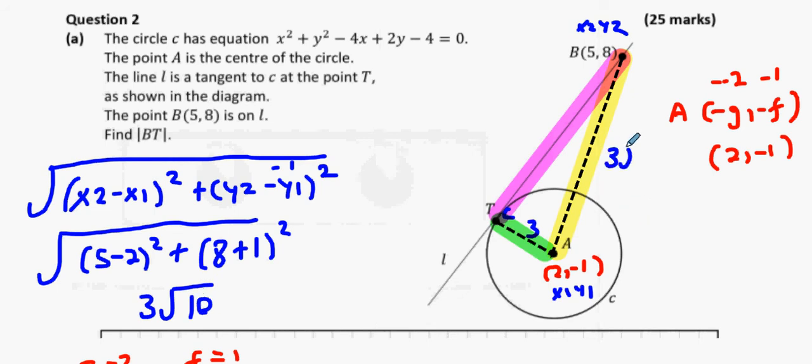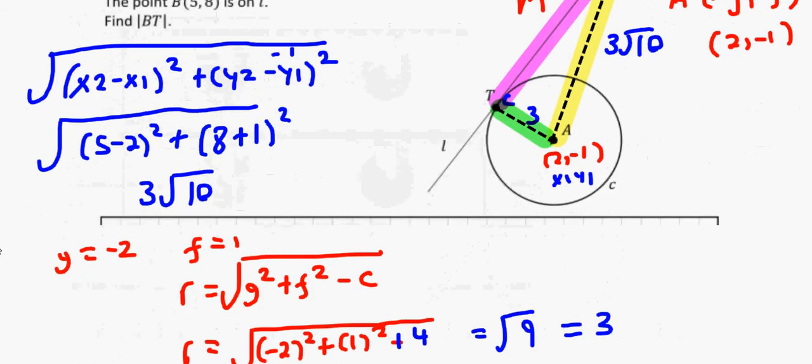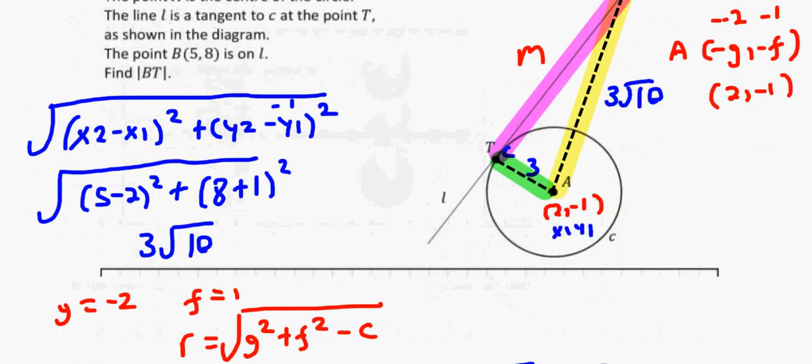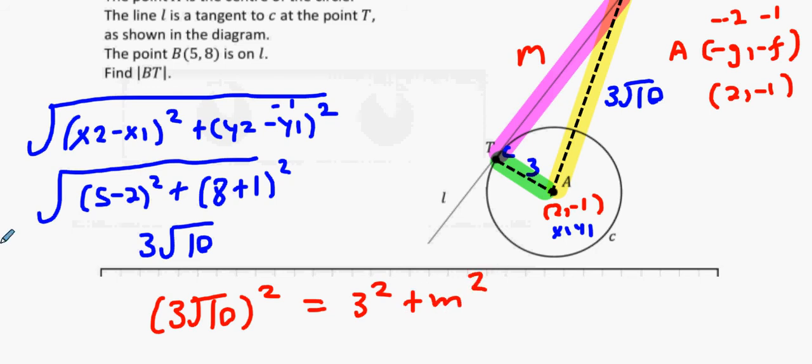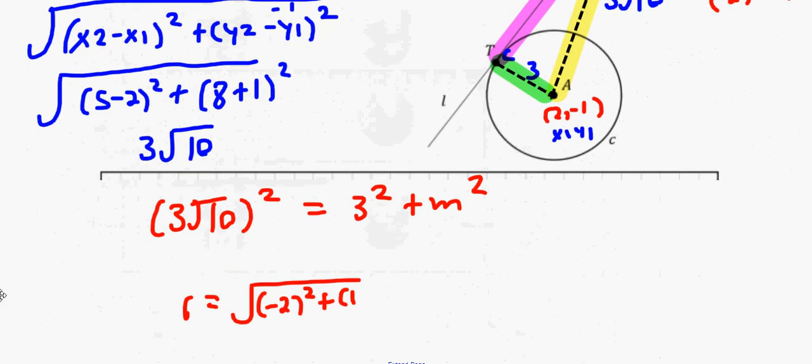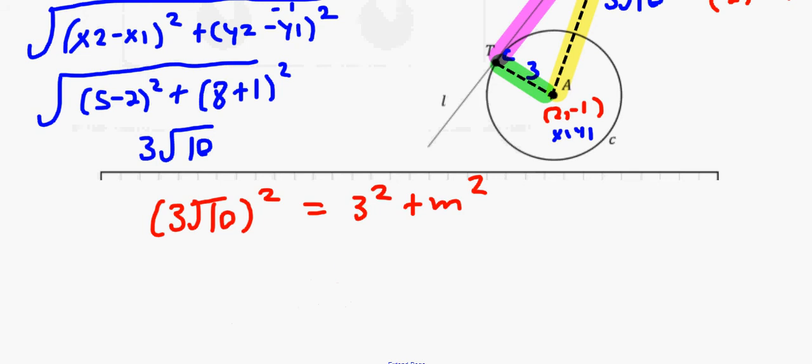Now we're going to use Pythagoras' theorem to find the distance. For argument's sake, we'll call it any letter not in use, m. So 3 root 10 is the hypotenuse. So we're going to say 3 root 10 squared equals 3 squared, which is the green line, plus m squared, which is the pink line, which is what we're looking to get, B to T. When we multiply that out, 3 root 10 multiplied by 3 root 10, I'm fairly certain it's 90. 3 root 10 by 3 root 10 is 90.